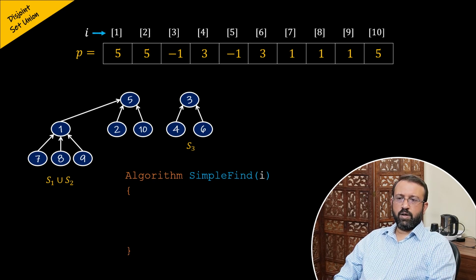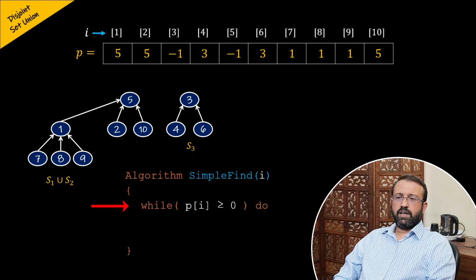Therefore, within the algorithm, we will have a while loop with the condition P of I greater than or equal to 0. So, when the value stored at P of I is -1, which is less than 0, the while loop will terminate. Now, within the while loop, we will have the statement I assigned the value of P of I. This statement assigns the value of the parent at index I to index I. The while loop will continue until we reach an index I that stores the value -1.